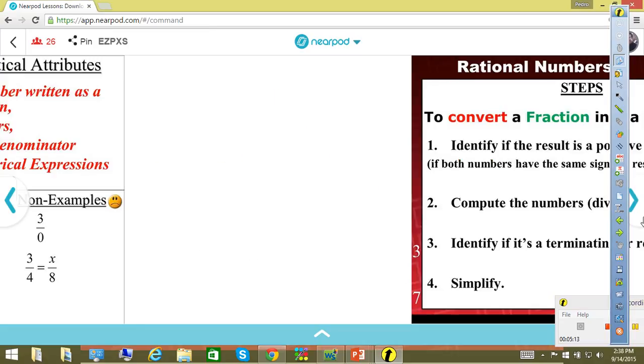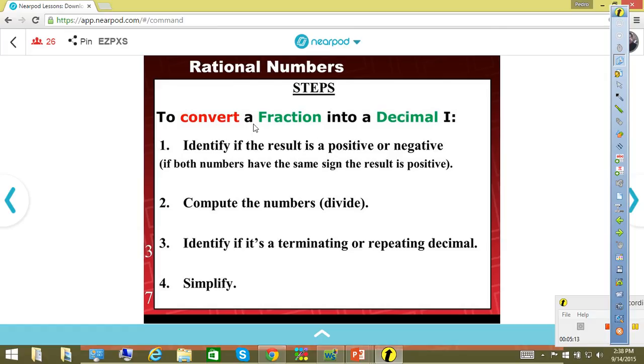So, steps. Write these down, please, underneath your Frayer model. It says, to convert a fraction into a decimal, number 1, identify if the result is positive or negative. Didn't we see that already? Yeah, right? Step 2, compute the numbers, which is divide. Didn't we see that already also? Yes. But look what's different.